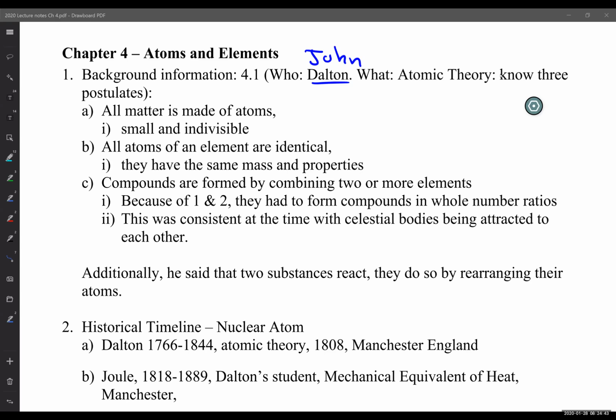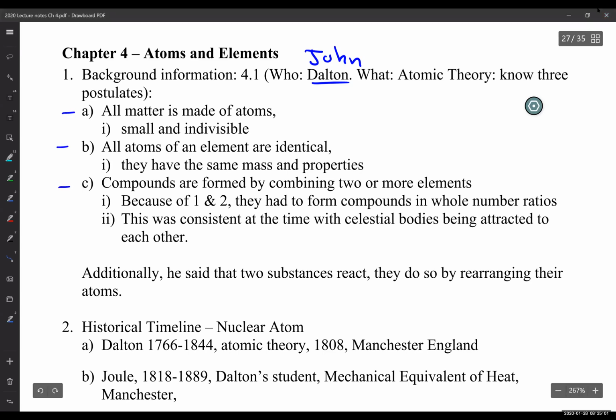So all matter is made up of atoms. Atoms of an element are identical. And then basically he said compounds are formed when you take two or more elements, atoms of an element, and combine them. He also said later that, so these are three things.